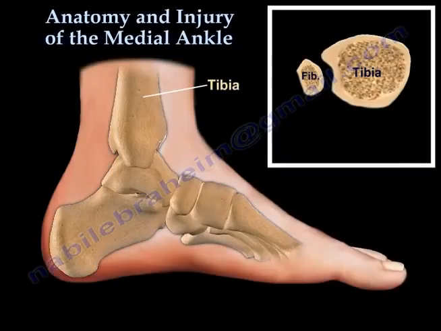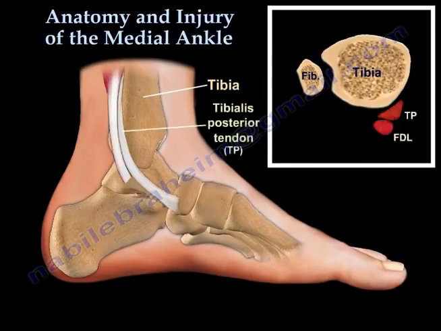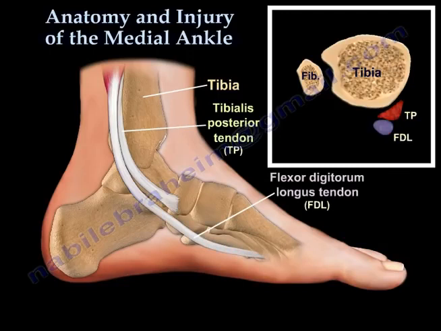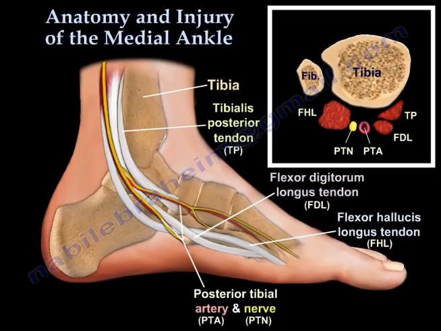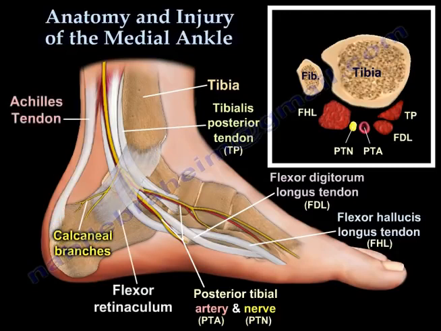Anatomy of the medial ankle includes the tibia, the tibialis posterior tendon, the flexor digitorum longus tendon, and the flexor hallucis longus tendon. Here you can see the posterior tibial artery and nerve, and its calcaneal branches, as well as the flexor retinaculum, the Achilles tendon, and the bursa.